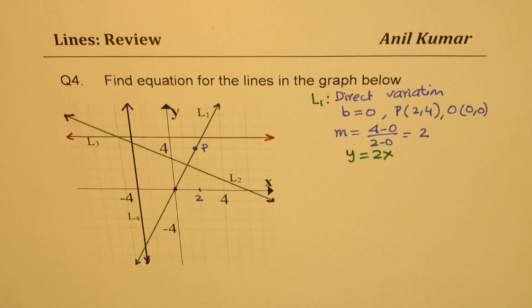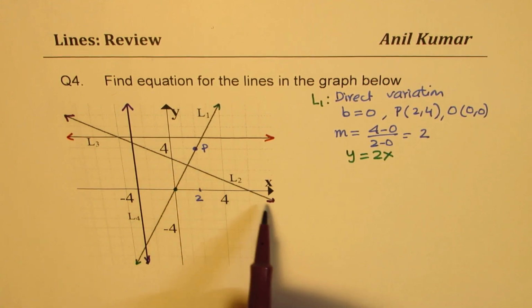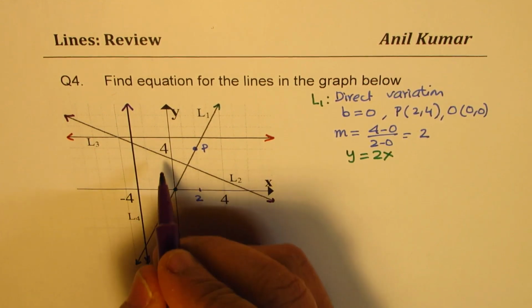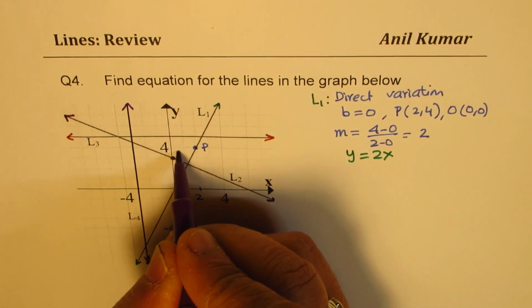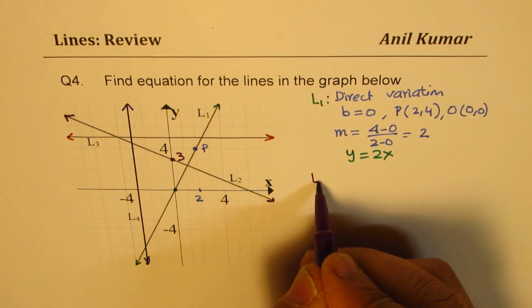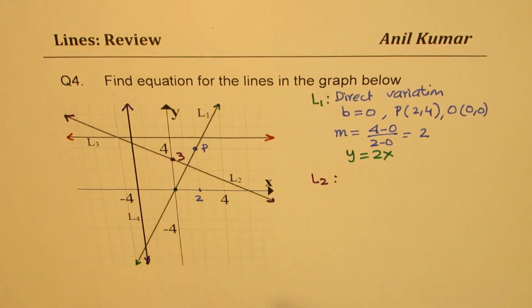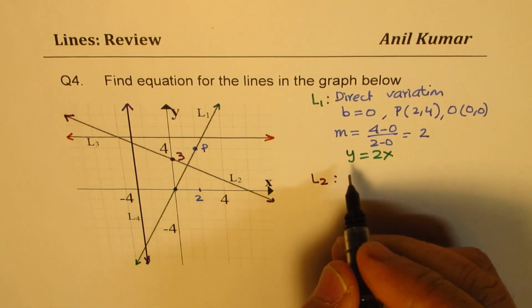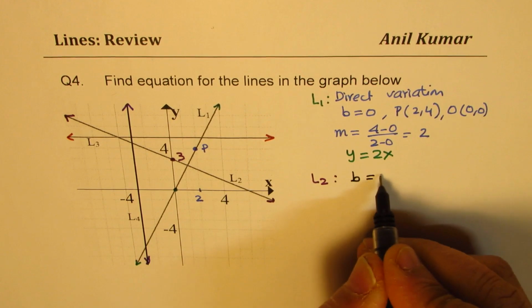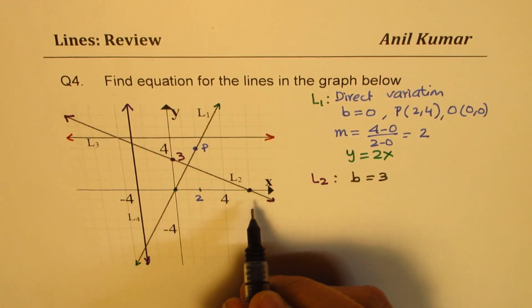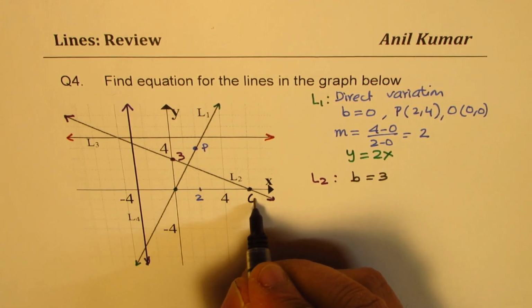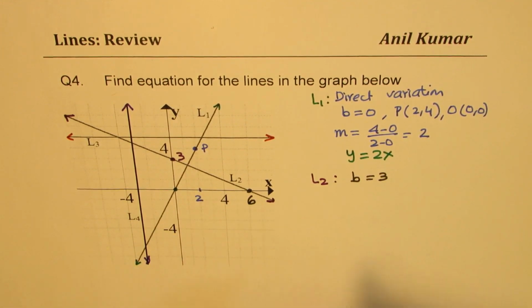Now let's look into the second line, L2. This is the second line which is dropping, so it has a negative slope. You can read the y-intercept here, which seems to be 3. So for line 2, the y-intercept is equal to 3, so we'll write b equals 3. And the x-intercept here is at 6.